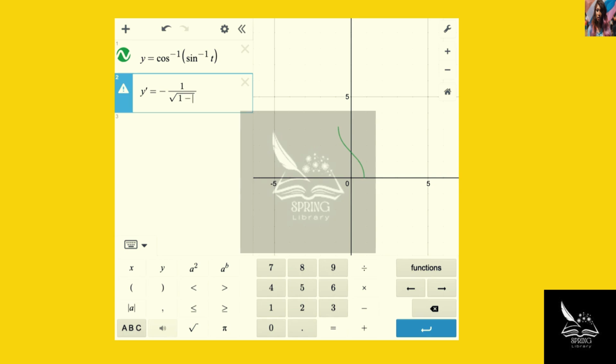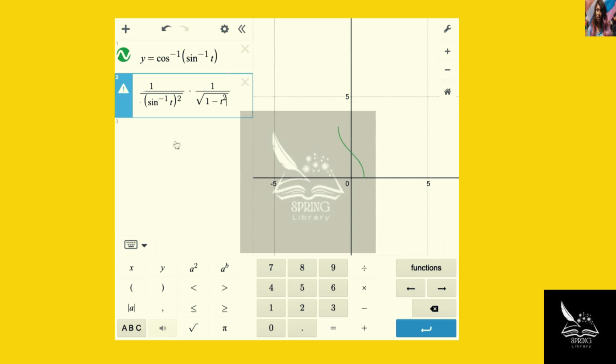of 1 minus sine inverse of t squared. And then since we have to do chain rule here, we're going to be multiplying that by the derivative of what's inside the parentheses, which is another trig function, inverse trig function. That'll be 1 over the square root of 1 minus t squared, because that's what happens when you take the derivative of the inverse sine of t.